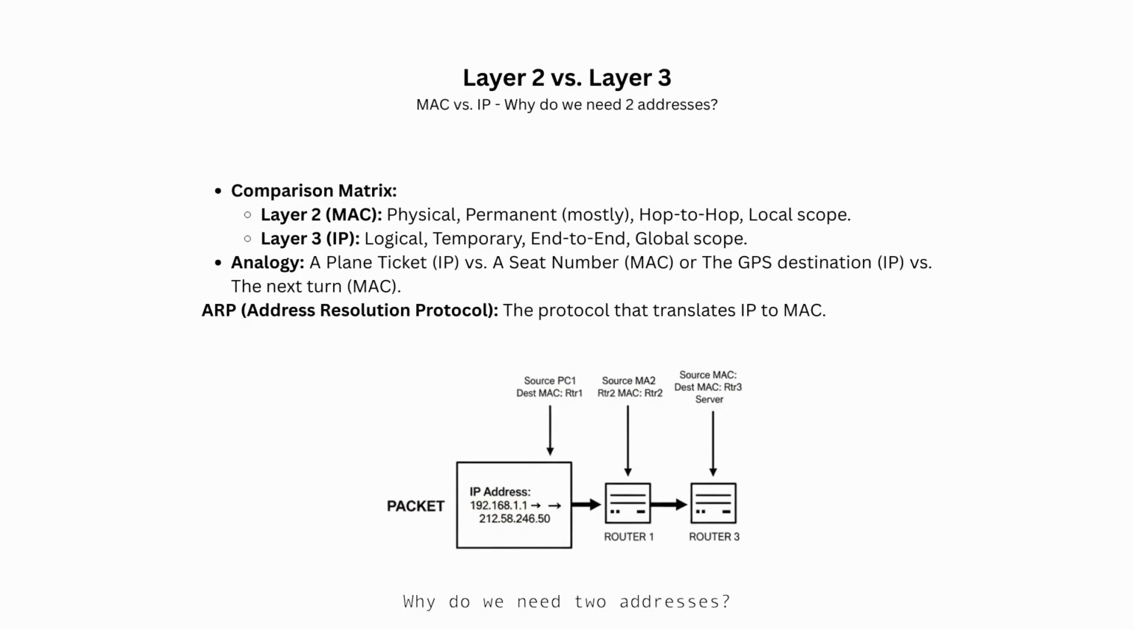Why do we need two addresses? Think of it like this. The IP address is the final address on the envelope. It tells you the letter is going to 10 Downing Street. It stays the same the whole journey. The MAC address is like a truck that carries the letter.